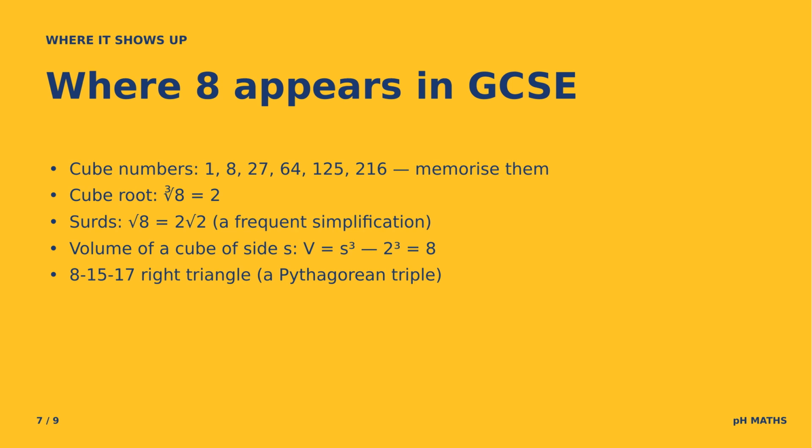Where 8 appears in GCSE: cube numbers 1, 8, 27, 64, 125, 216. Memorize that sequence cold. Cube root of 8 equals 2. Surds: root 8 equals 2 root 2, a frequent simplification. Volume of a cube of side s is s cubed, so a 2 by 2 by 2 cube has a volume of 8, and the Pythagorean triple 8, 15, 17 does turn up occasionally.